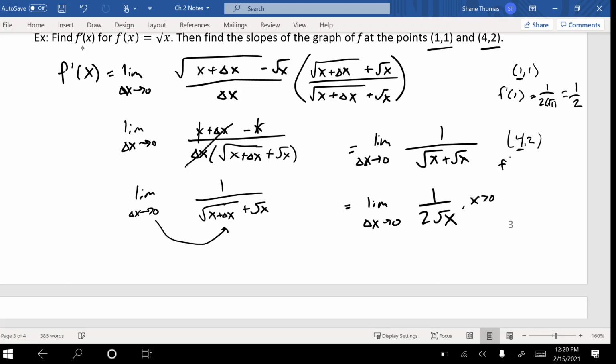If I use the point with x equal to 4, I only care about my x value. So now I'm finding f prime at 4. Plug it in, I have 1 over 2 root 4. The square root of 4 is going to be 2. 2 times 2 is 4. So the slope of that tangent line would be 1/2 at the point where x is 1, and it would be 1/4 where x is 4.